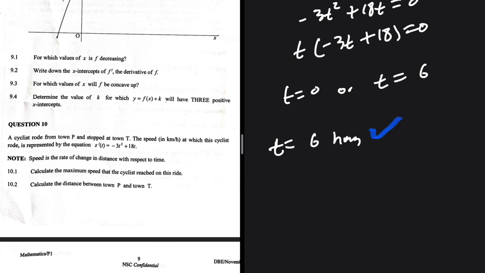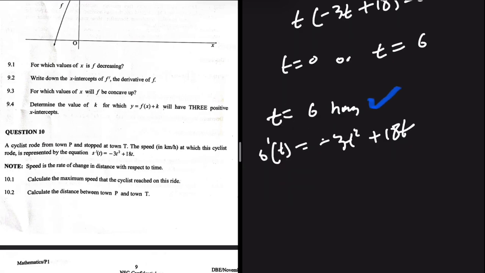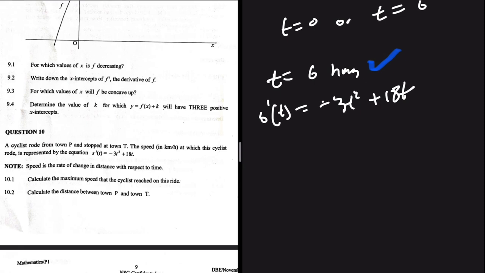We have the time t as 6 hours, and we have the equation of the speed, which is equal to minus 3t squared plus 18t. I will now proceed and solve this question in two ways. One way of solving this question is to use what we call integral. We need to integrate. You can see here that we have s prime of t, a derivative. So we are asking ourselves, what was the equation before we derived it?